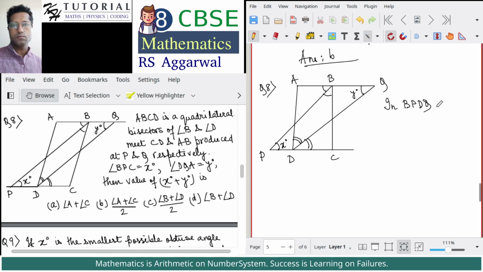in quadrilateral BPDQ, we must have x degree plus y degree plus angle PBQ plus angle PDQ equal to 360 degree, since the sum of all the angles of a quadrilateral is 360 degree. Now can we find angle PBQ? Angle PBQ.